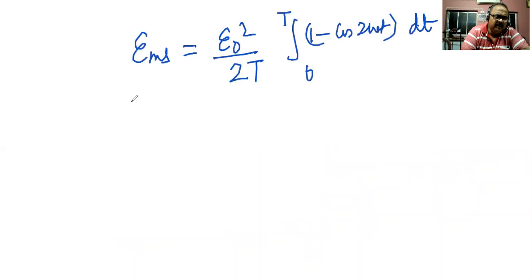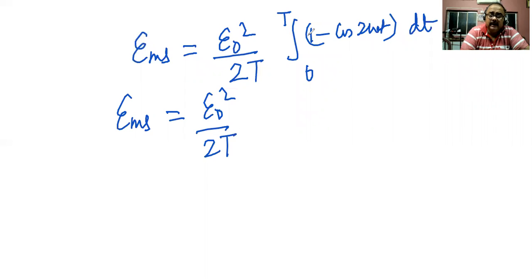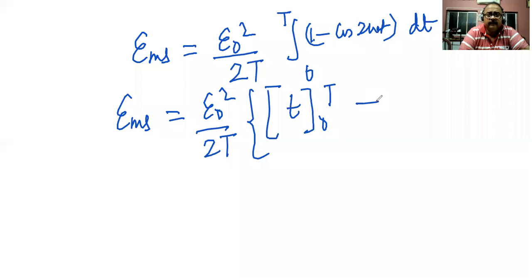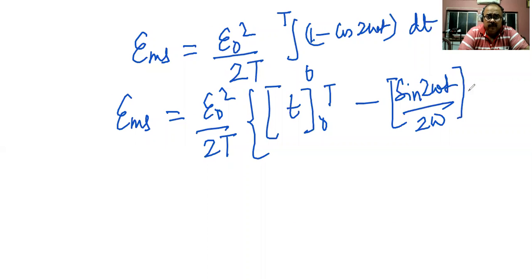Now E mean square is equal to E naught square by 2t and integration of 1 dt. So the integration of 1 will be t within limit 0 to t. Then minus cos 2 omega t integration will be sine of 2 omega t by 2 omega within limit 0 to t. So you have got this.